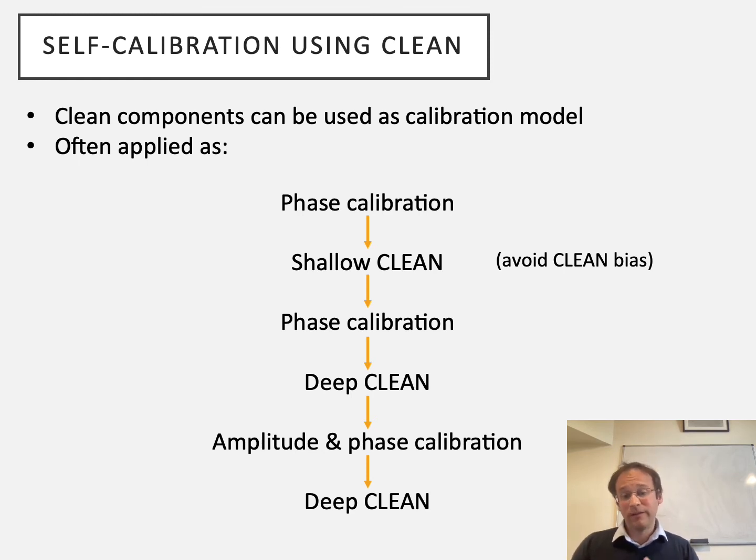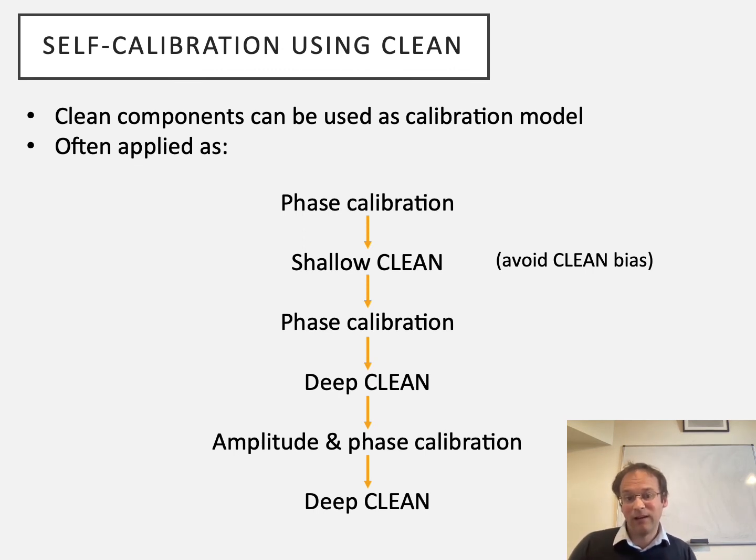So how might you implement this in reality? Well, you want to do a few steps. What you would normally do is a phase-only calibration, followed by a shallow clean, which would avoid any clean bias and accidentally including artifacts from the poorly calibrated image into your clean model. So you do a shallow clean to capture the bright things to begin with. Then you feed that into a phase-only self-calibration, and then get a nicer image out with fewer artifacts.